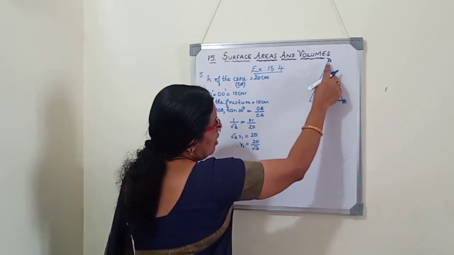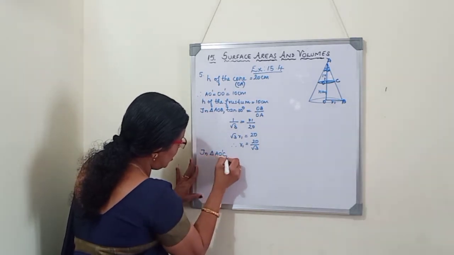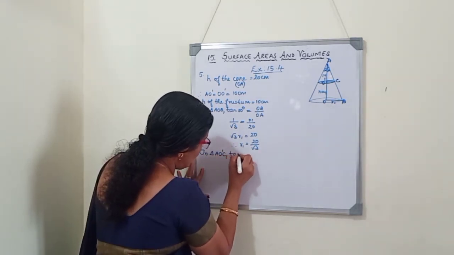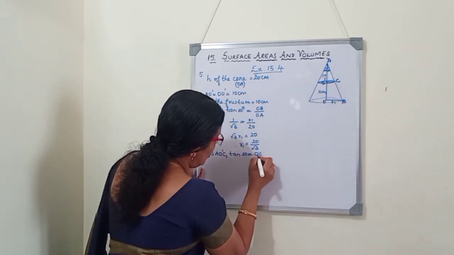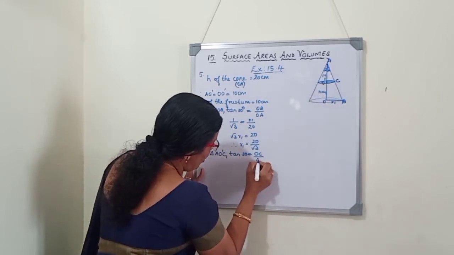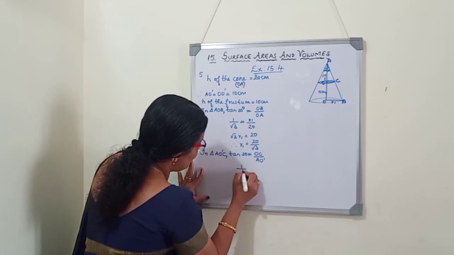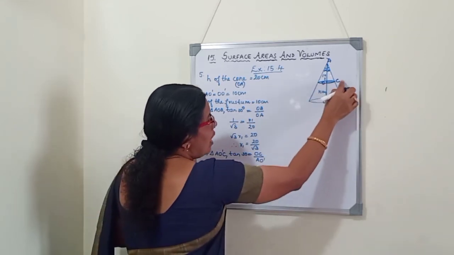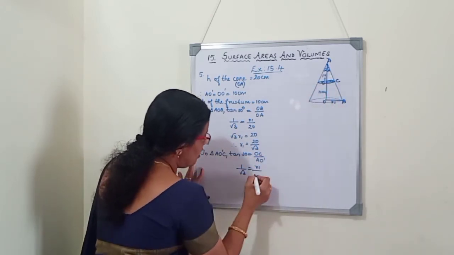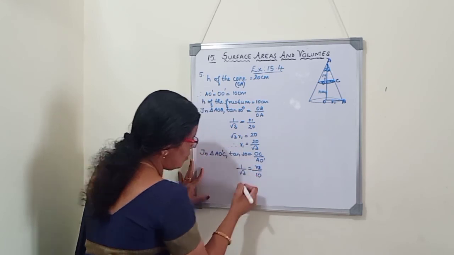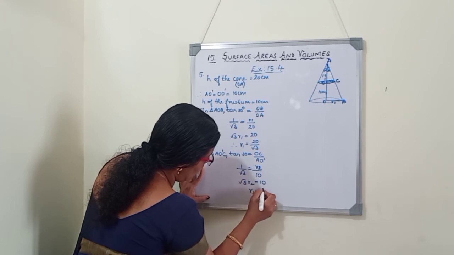Similarly, we will consider the triangle AO dash C. In triangle AO dash C, again we will write tan 30 is equal to, for AO dash C, opposite side is O dash C and adjacent side is AO dash. Tan 30 is again 1 by root 3 is equal to O dash C, the smaller radius, we will take it as R2, and AO dash is 10. This is R2. Cross multiply. Root 3 R2 is equal to 10. So R2 is equal to 10 by root 3.